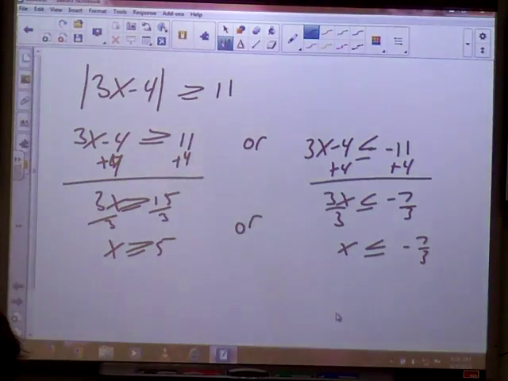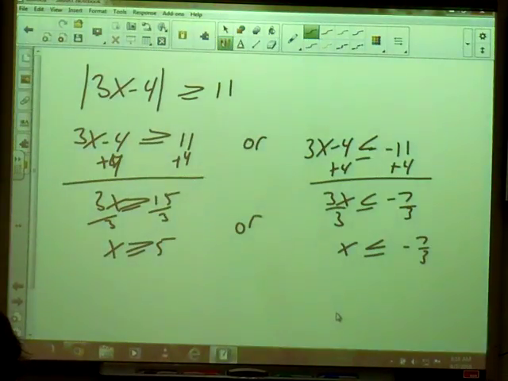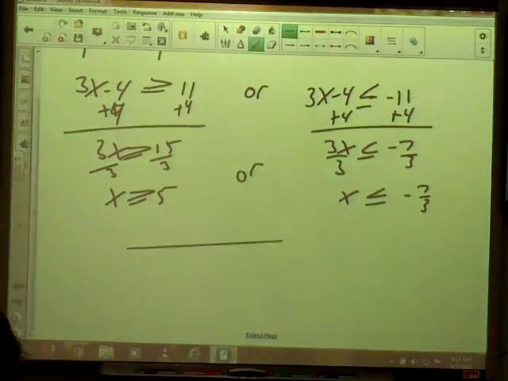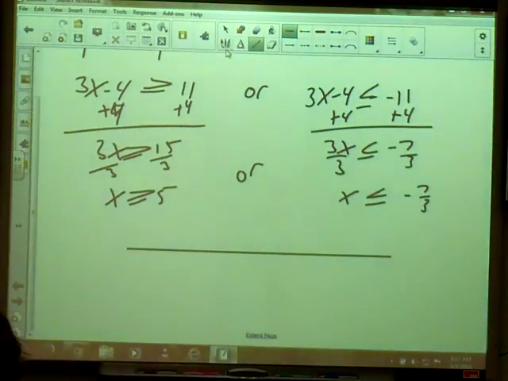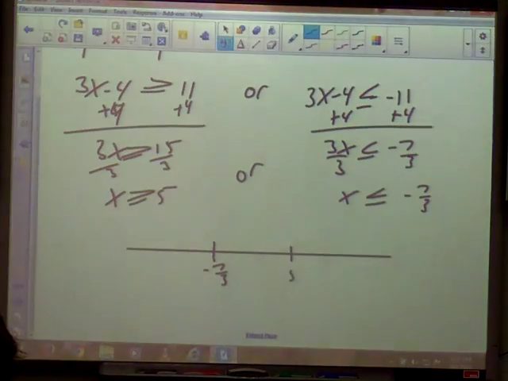But what's going to be different now is how we write our answer. Anytime you've got an inequality sign, greater than or less than, that's when parentheses and brackets and all that stuff starts coming into play. So I'm going to go ahead and look at what this would look like on a number line, just to get an idea. This is what we looked at yesterday. Negative 7/3 is smaller, it'll be on the left. 5 is larger, it'll be on the right.